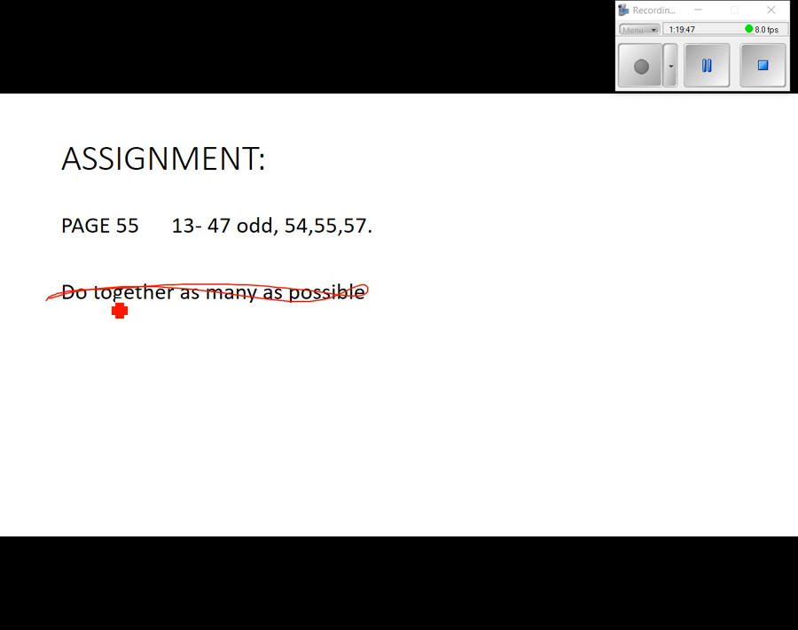All right, what we're going to do is as many problems as we can together. We'll do that on the next slides. This is your assignment, and we're going to do as many of them together as we possibly can and get them done.